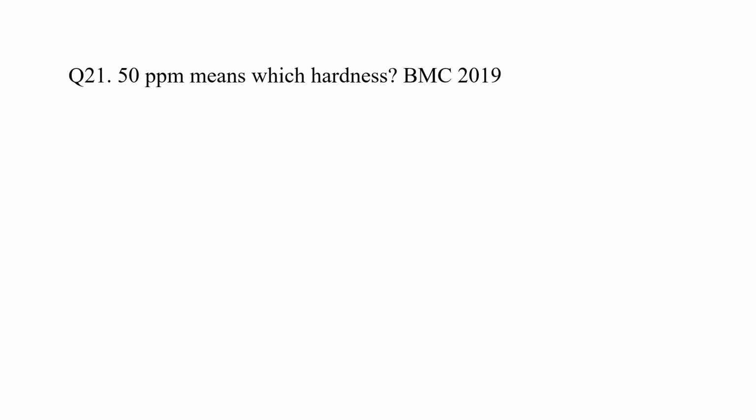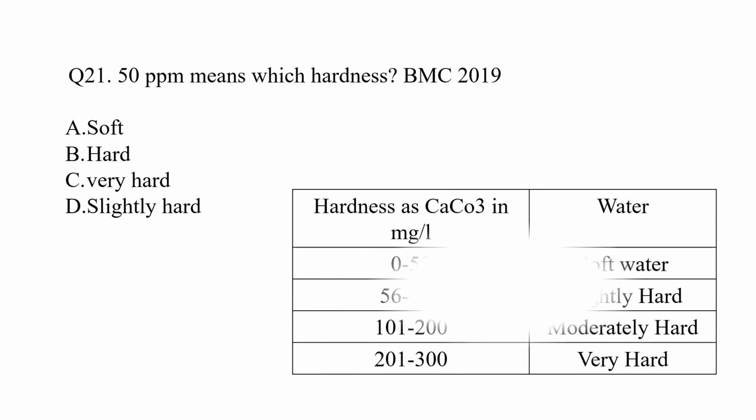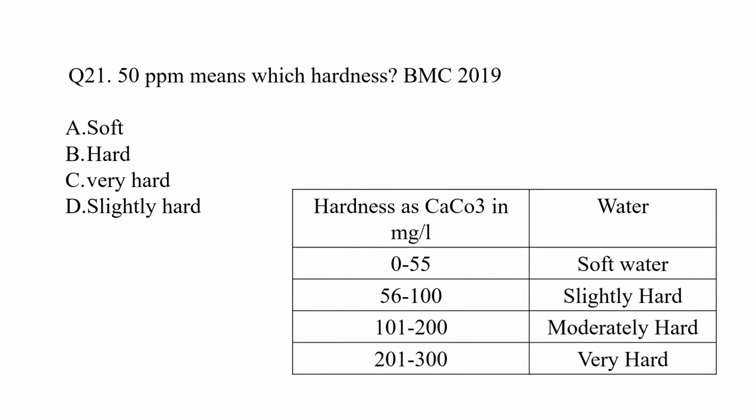Next question is 50 ppm means which hardness? These are the options, and for hardness there is one chart. In that, the first column is related to the range of hardness, and the second is related to the kind of water. For 0 to 55 mg per liter there is soft water. Then for 56 to 100, slightly hard water. Then 101 to 200, moderately hard water. Then 201 to 300, very hard water.